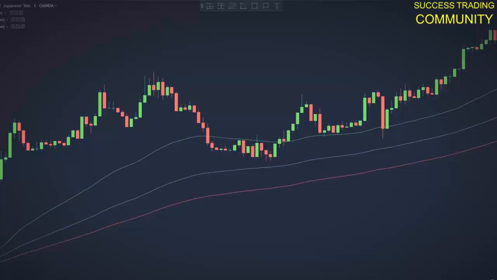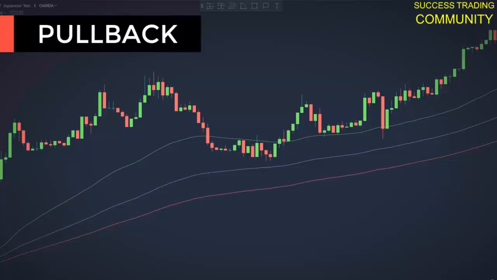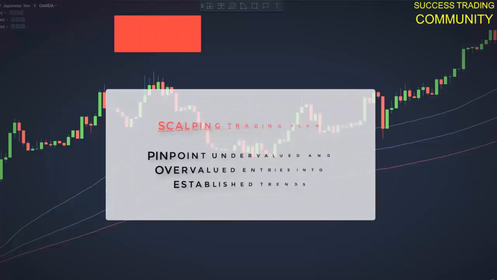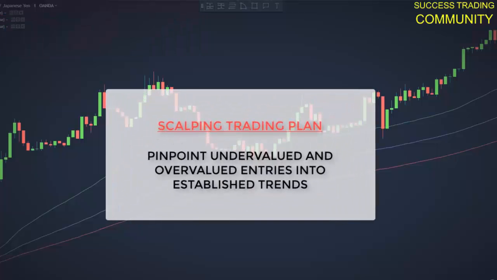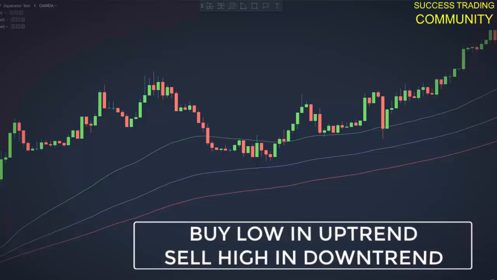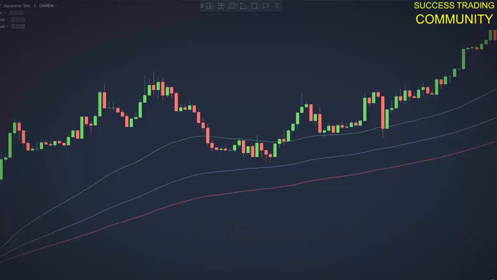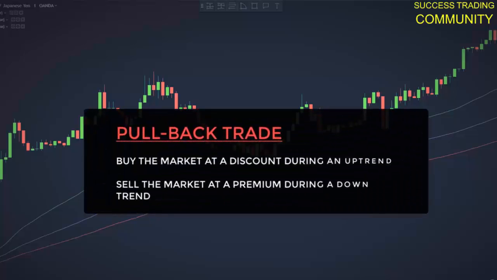After we identify the main direction, we need to wait for a pullback. So we'll search for a pullback trade to pinpoint undervalued and overvalued entries into established trends. So our goal is to find opportunities when price is considered overvalued or undervalued, as this presents excellent opportunities to buy low during uptrends and sell high during downtrends. The idea of the pullback trade is to buy the market at discount during an uptrend and sell the market at a premium during a downtrend.